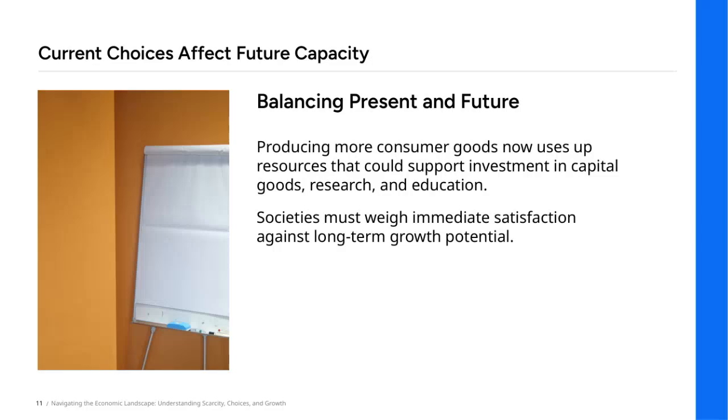When we talk about balancing present and future, it's important to recognize that the choices we make today directly impact our future capacity. For example, producing more consumer goods right now means using up resources that might otherwise go toward investing in capital goods, research, or education. These are crucial elements for long-term growth and development.